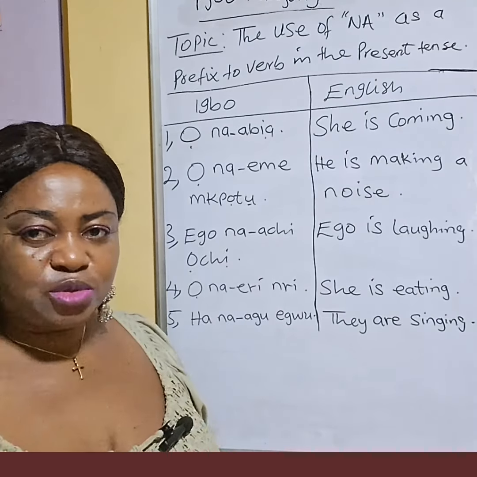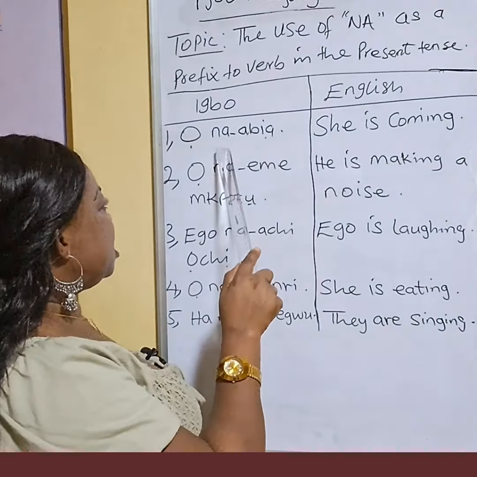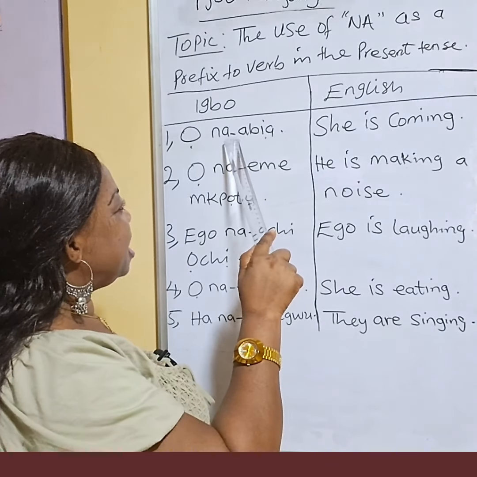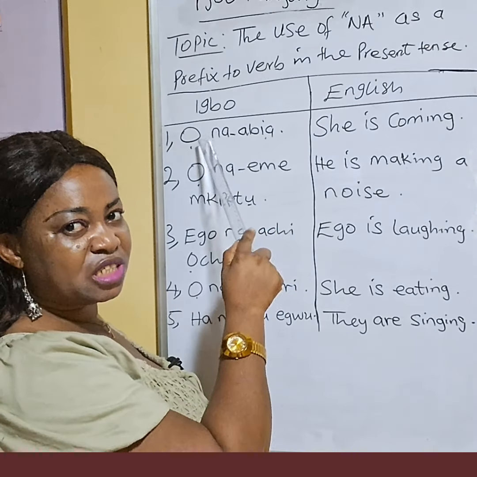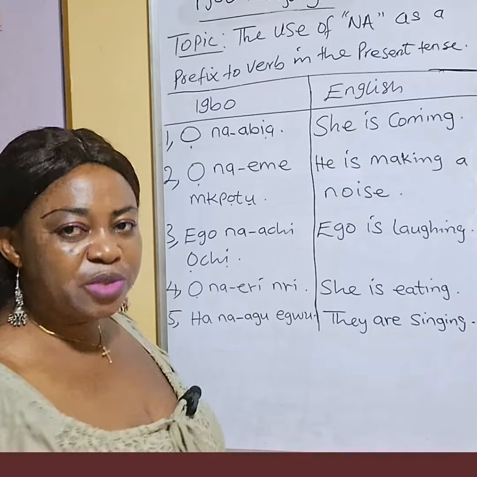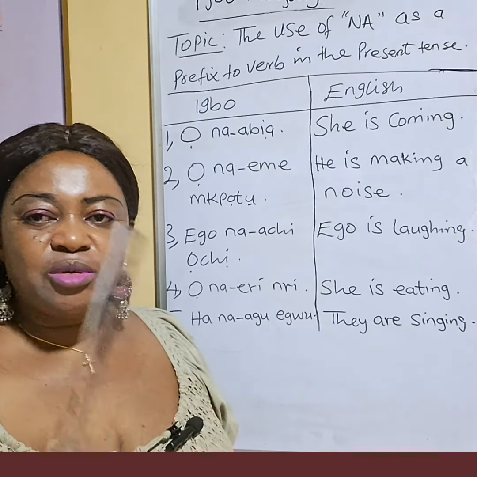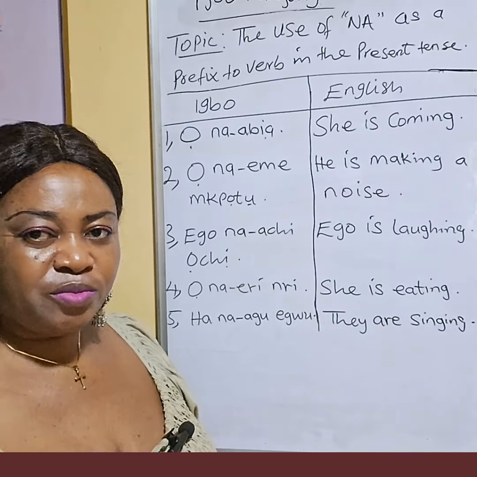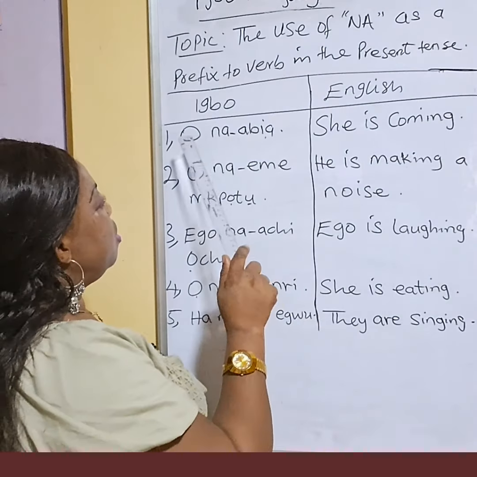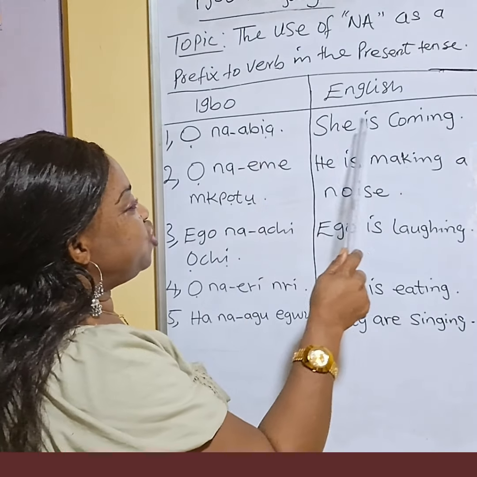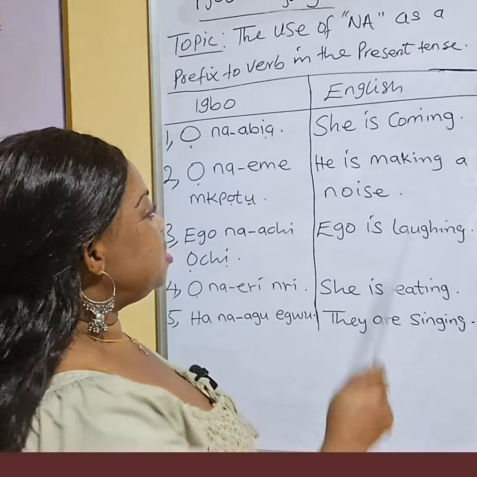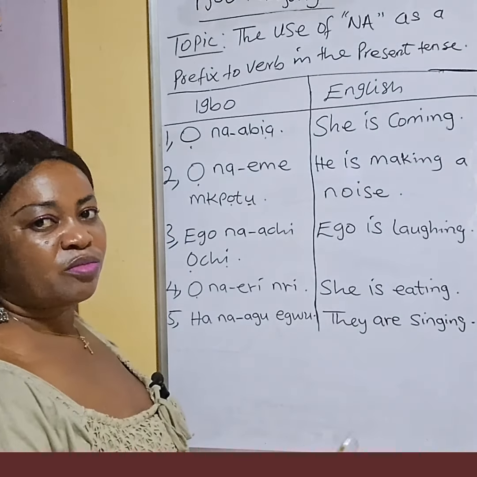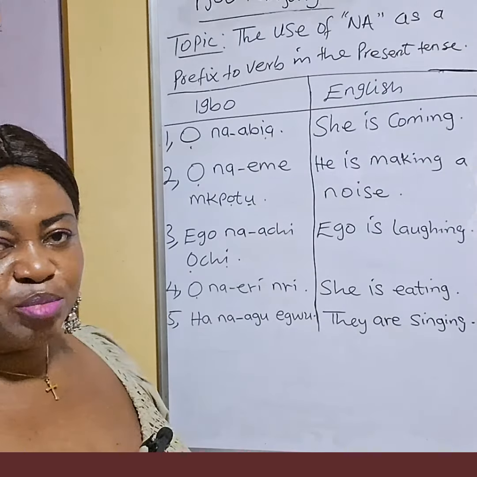You must put hyphen. Example, ona abia. Look at the hyphen. Look at na as a prefix to this verb. Mbakunye nganihu means prefix. Ona abia, meaning she is coming. Let's see another example.